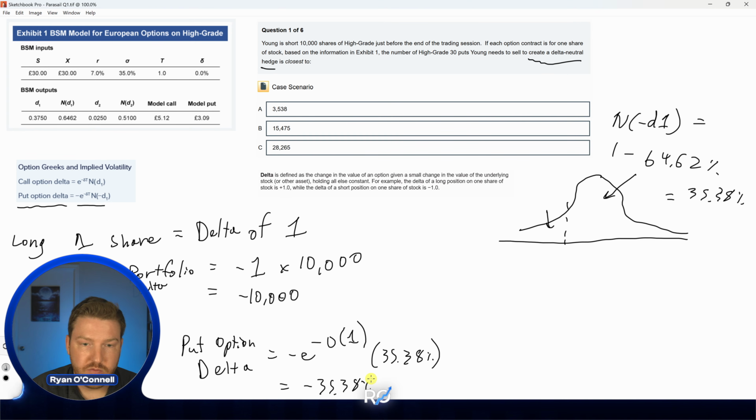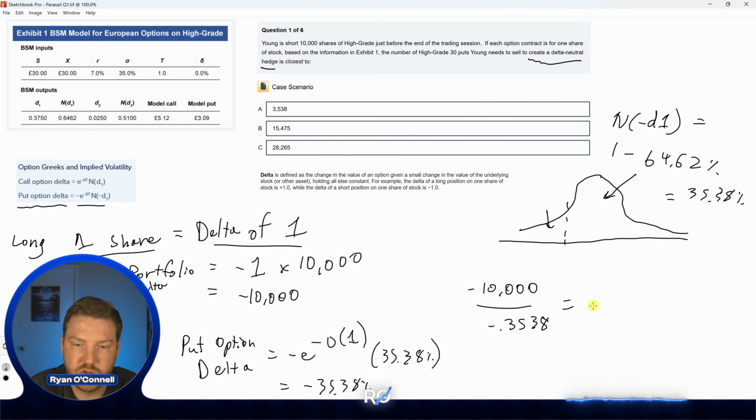And now we can figure out, if we have this negative value for this put option, how many we need to sell to get to a delta neutral portfolio if we combine it with our 10,000 shares, which is going to be equal to, if we take the negative 10,000 over the negative 0.3538, because we have to sell more than one put option for each single share, because it doesn't match up to that full delta of 1 for each individual share. That's going to be about 28,265 shares.